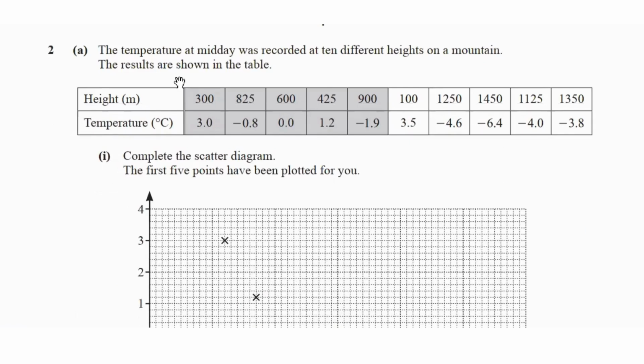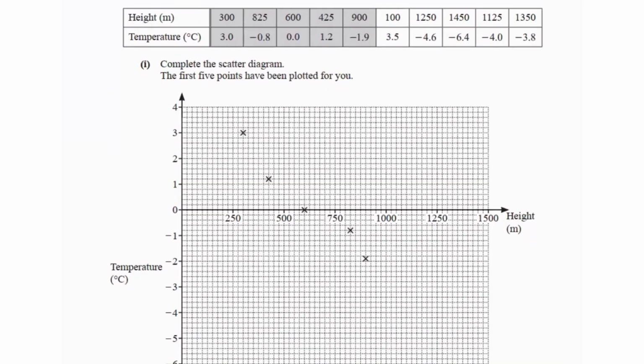Question 2 says the temperature at midday was recorded at 10 different heights on a mountain. The results are shown in the table. Complete the scatter diagram. The first 5 points have been plotted for you. Let's write down the points first.